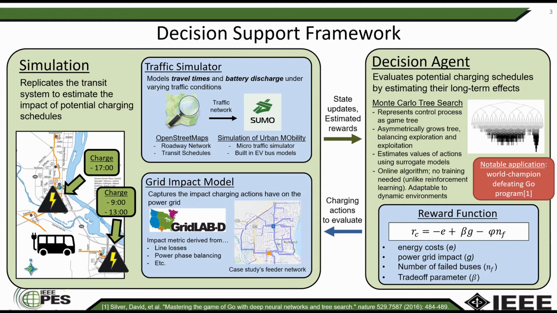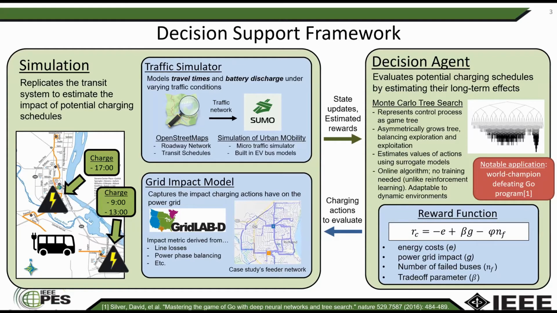The second component is a grid impact model. This uses GridLab-D to simulate the power grid of the city and captures the impact different charging actions will have on the power grid. This simulation is used by a decision-making agent, which evaluates potential charging schedules by estimating their long-term impact using the simulator.